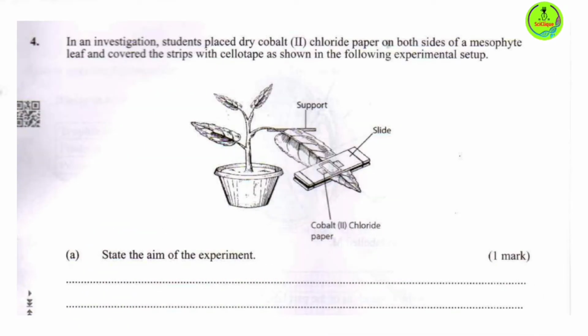Question 4. In an investigation, students placed dry cobalt-2 chloride paper on both sides of a mesophyte leaf and covered the strips with sellotape as shown in the following experimental setup.